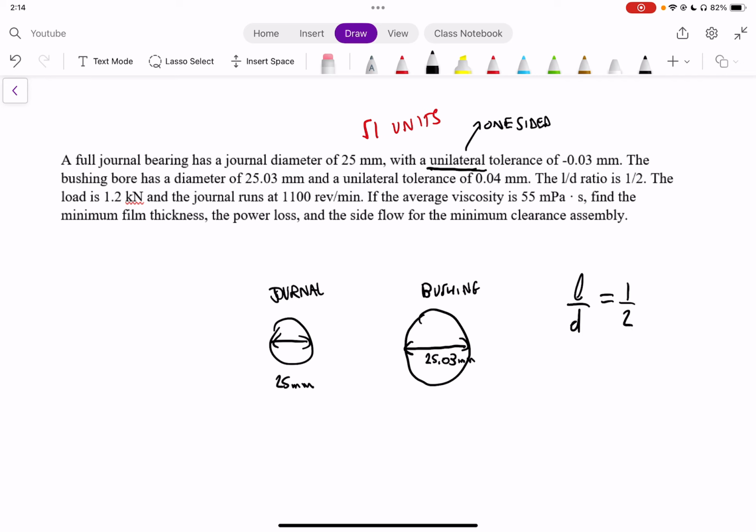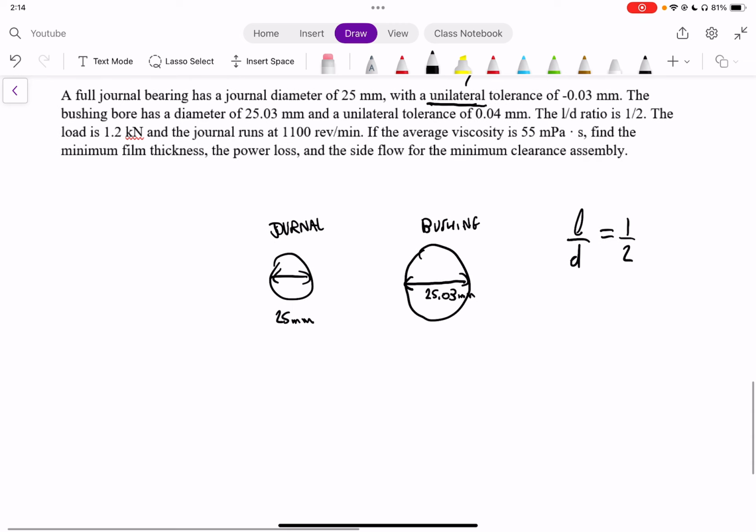Okay, and we're going to need that information in order to solve some of the problems that we have, because the graphs are given for different L over D ratios. So L over D just means the length of your bearing versus the diameter of your bearing.